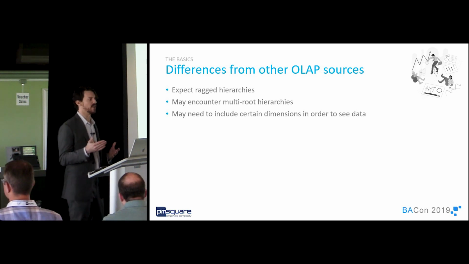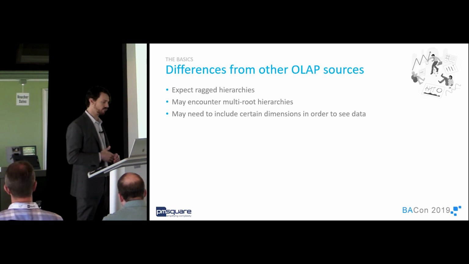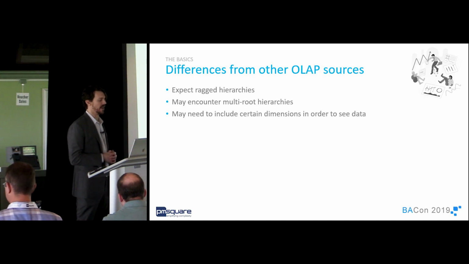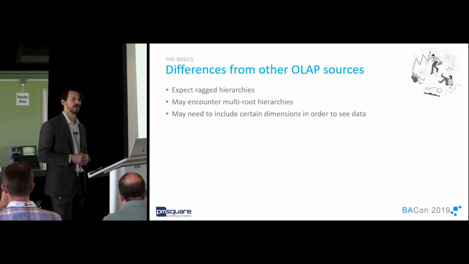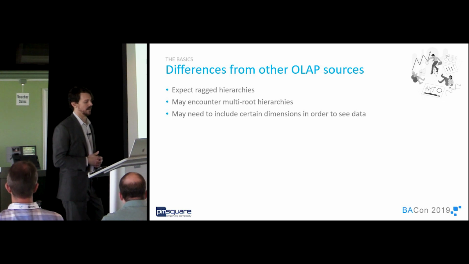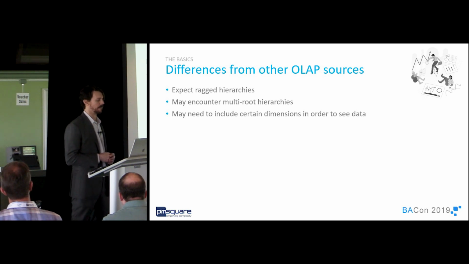So don't be thrown by that. You may not have a level designated. You might have more of a parent-child sort of hierarchy, and so that might change a little bit some of the expressions that you create in order to reference those members. You also may encounter multi-root hierarchies, which, if you come from a Transformer, Cognos PowerCube sort of world, is a new thing. That isn't something that was possible. But in TM1, it's perfectly valid.